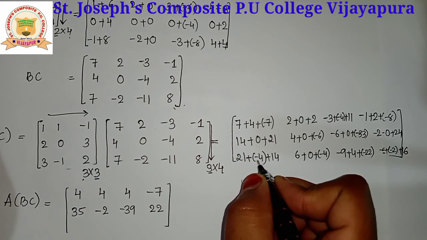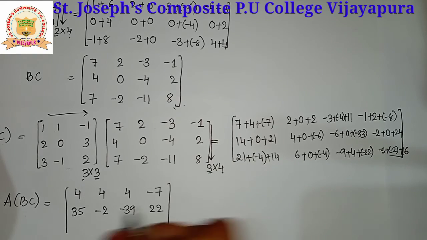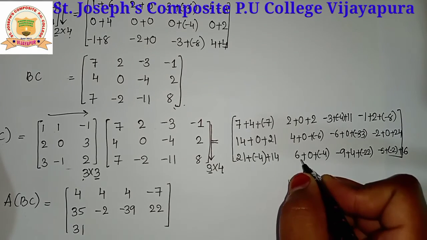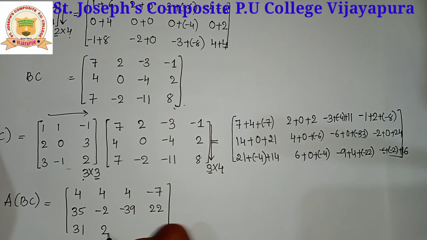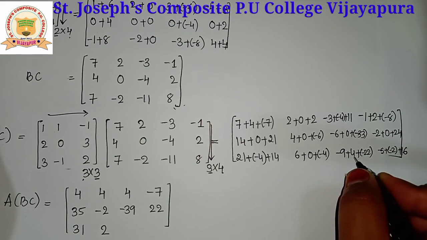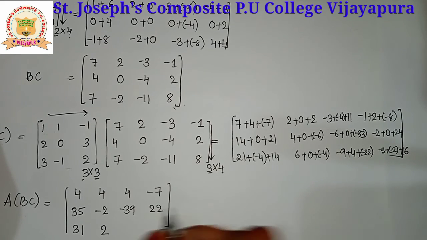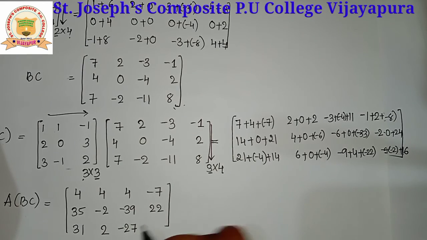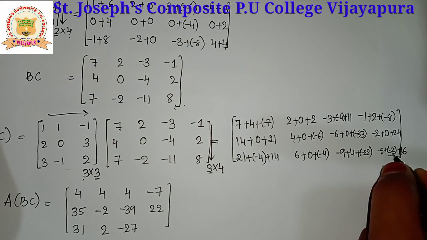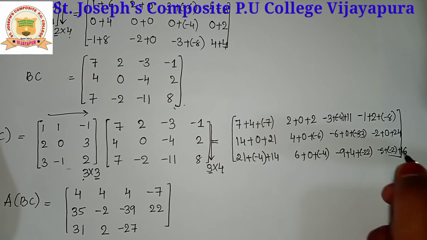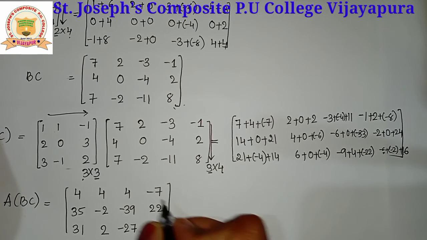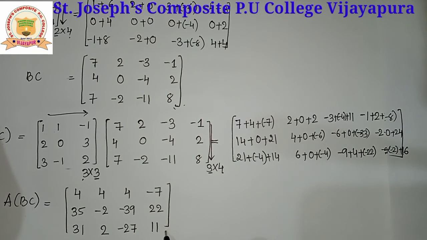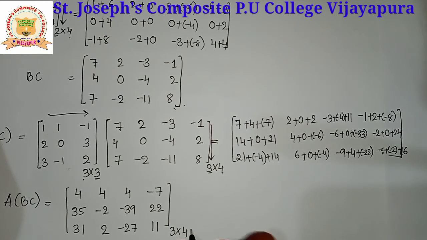21 minus 4 plus 14 is 31. 6 minus 4 is 2. Minus 9 plus 4 minus 22 is minus 27. 3 minus 2 plus 16 is 11. So this is the required matrix A into BC, of order 3 by 4.